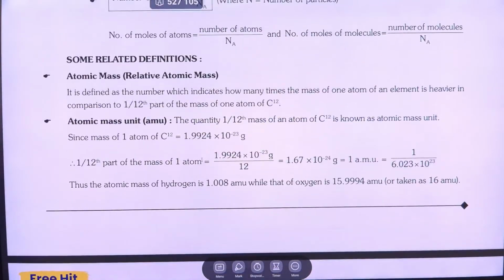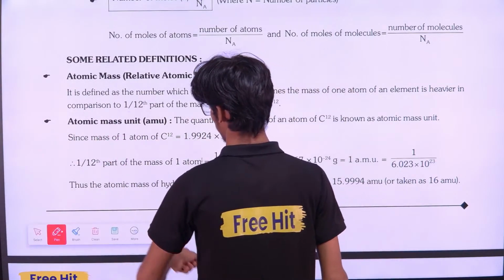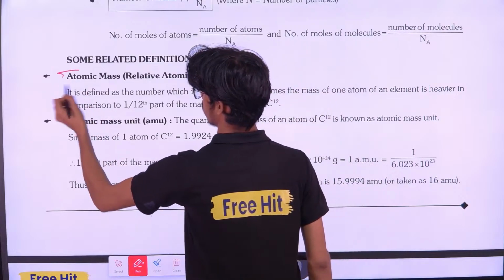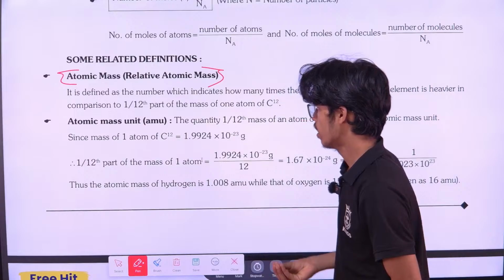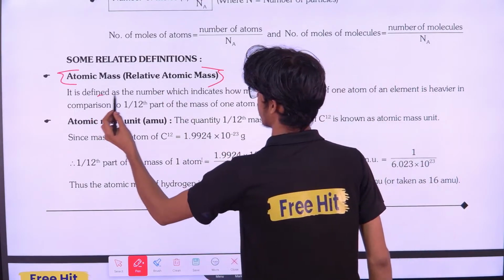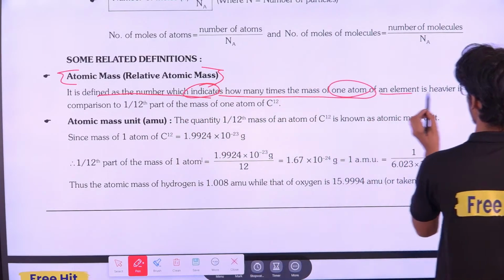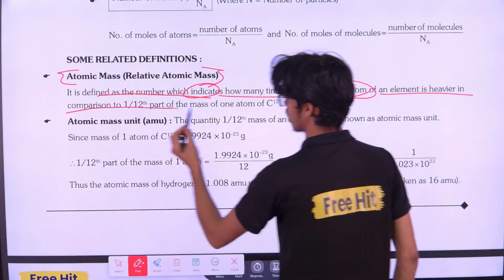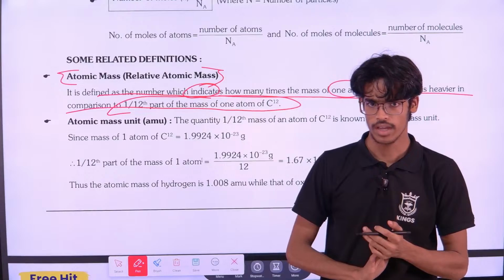Some definitions are there, let's quickly cover these definitions. First of all, what is atomic mass? Simple definition. Atomic mass is the mass of one atom, right? It is defined as the number which indicates how many times the mass of one atom of an element is heavier in comparison to 1/12 of a carbon-12 atom. There is a very jargon-heavy definition there. Let me tell you.